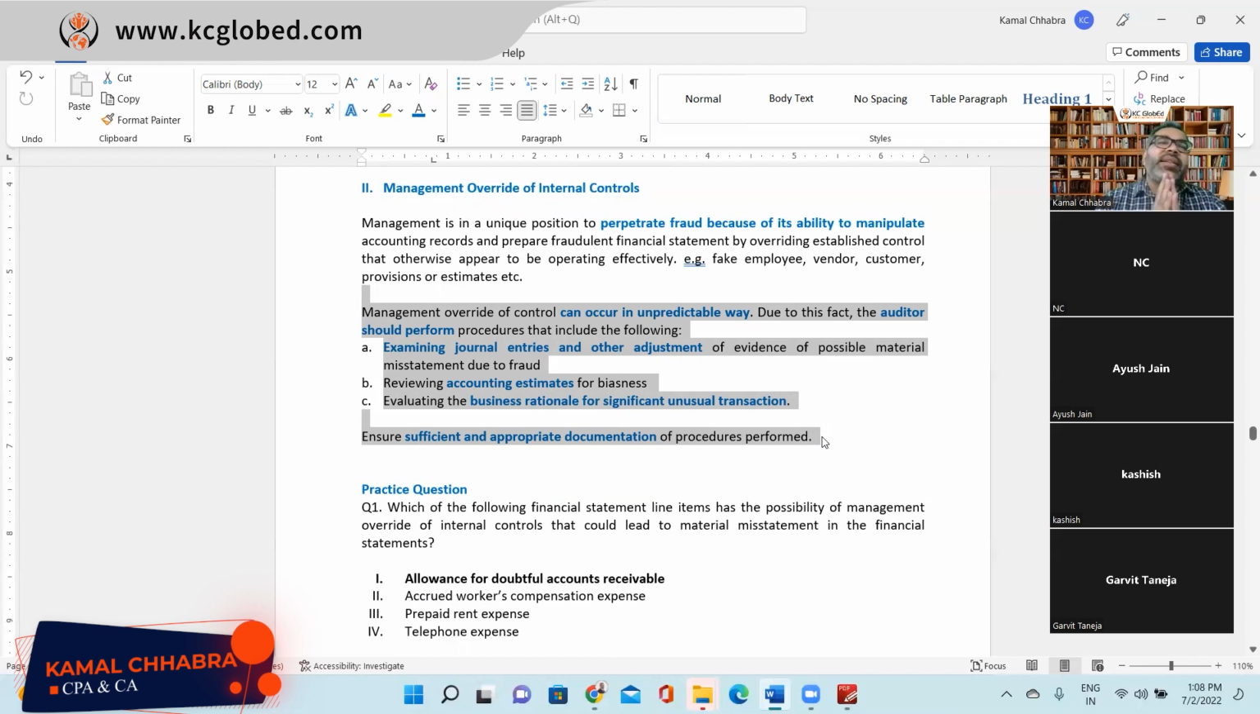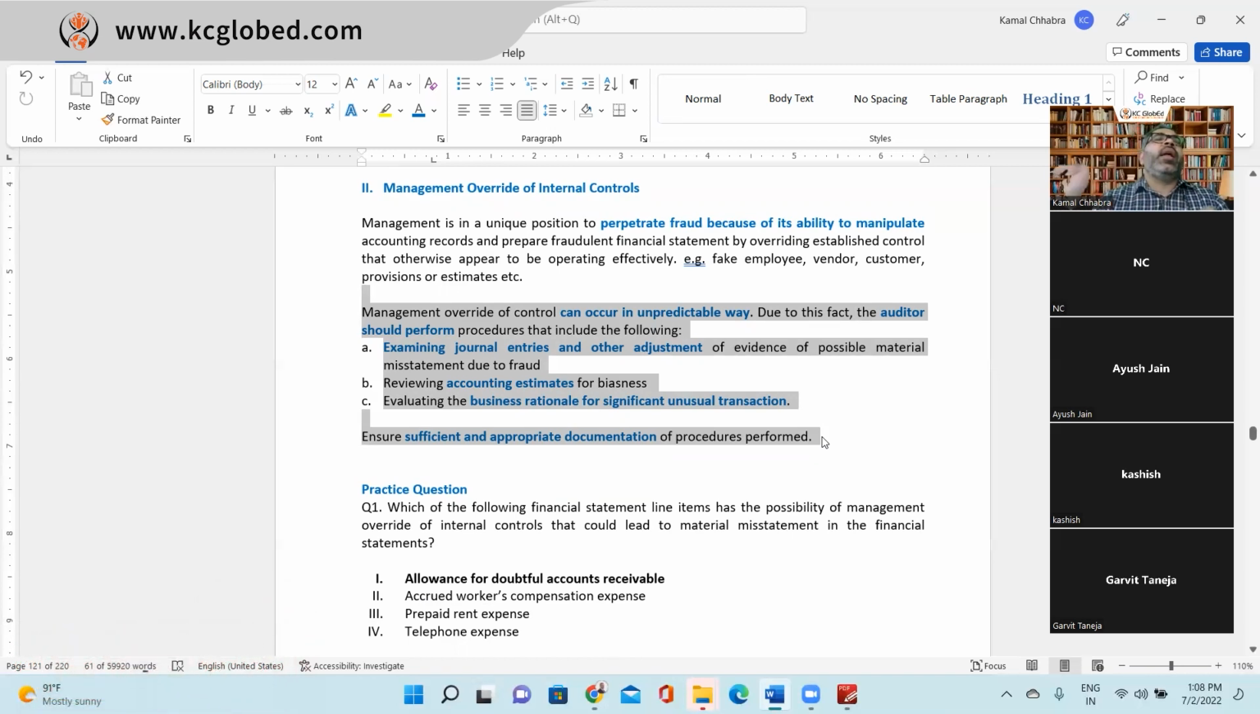So you can select certain samples or do certain additional procedures to identify whether, in this particular financial statement line item, management has done any override of control. Right? Management overriding of control is directly correlated with the fraud risk. So in the next topic, when we are studying fraud risk, we'll see a lot of things very much common between management overriding of control and the fraud risk.